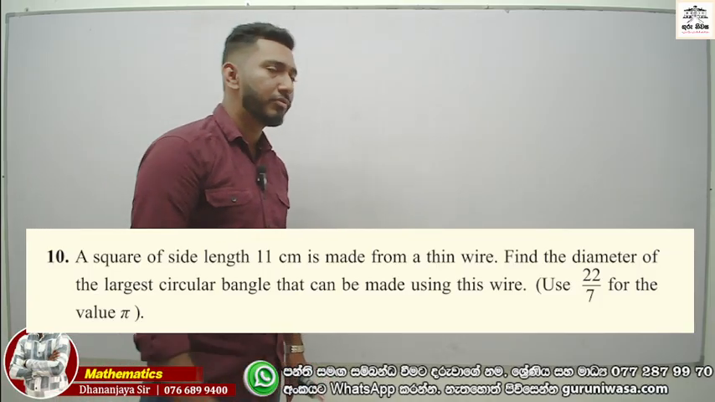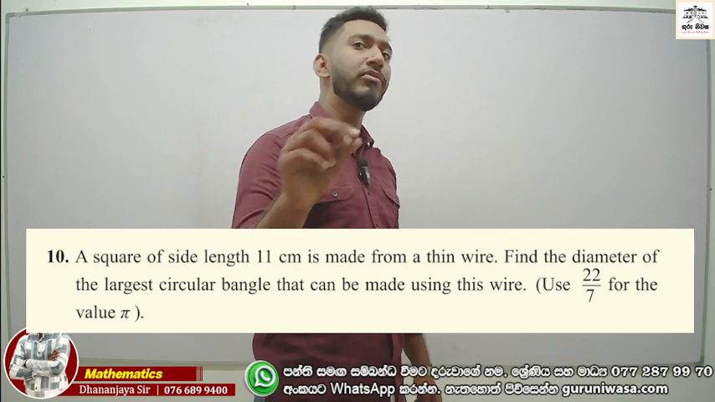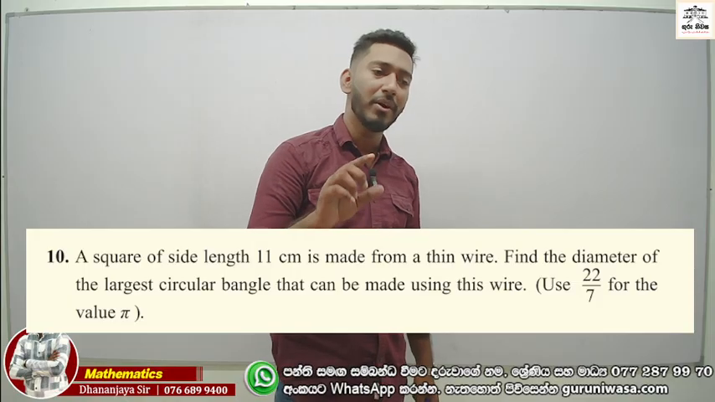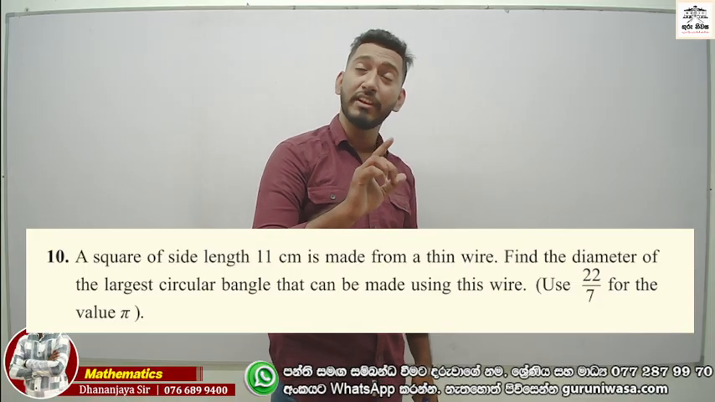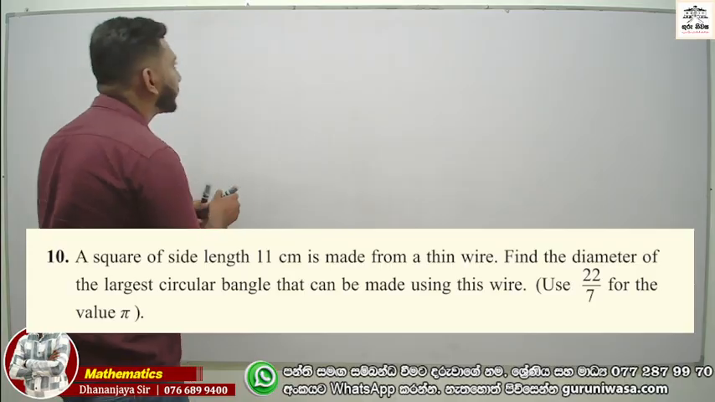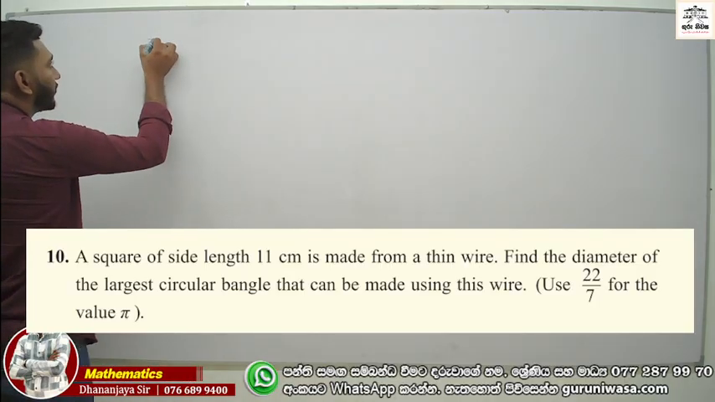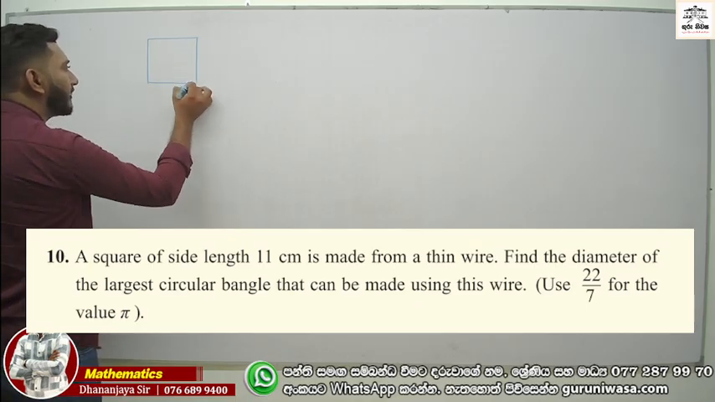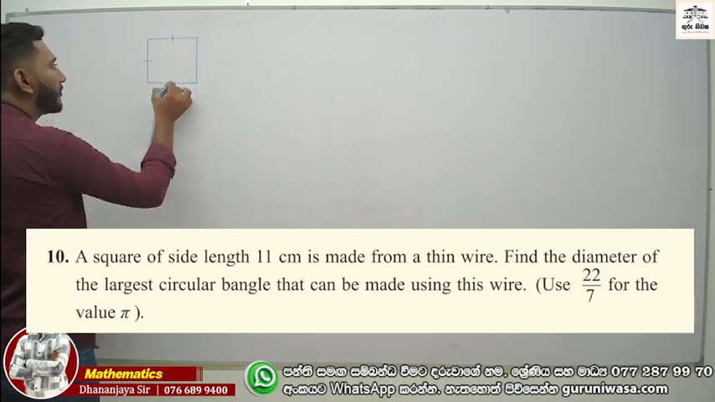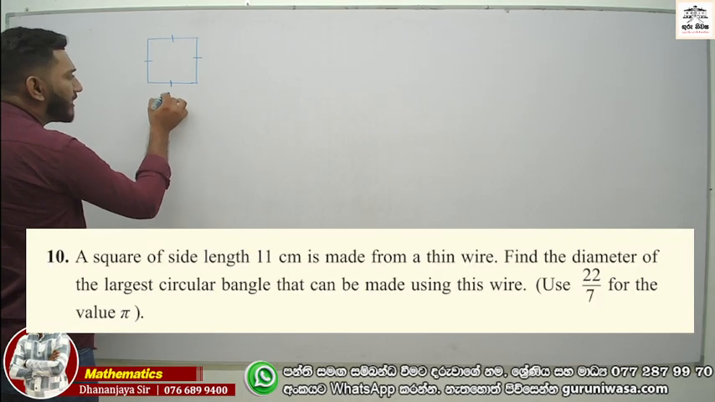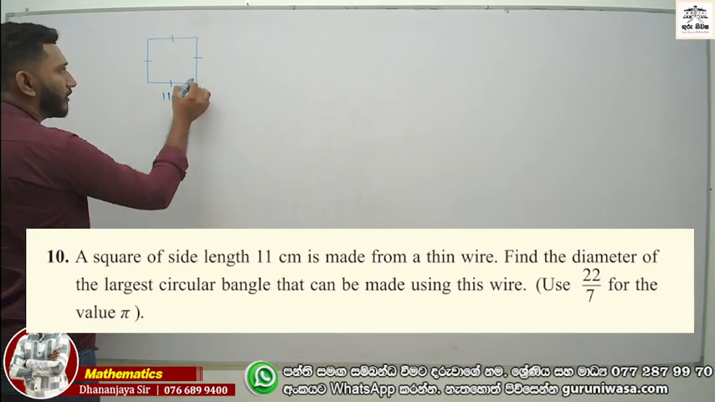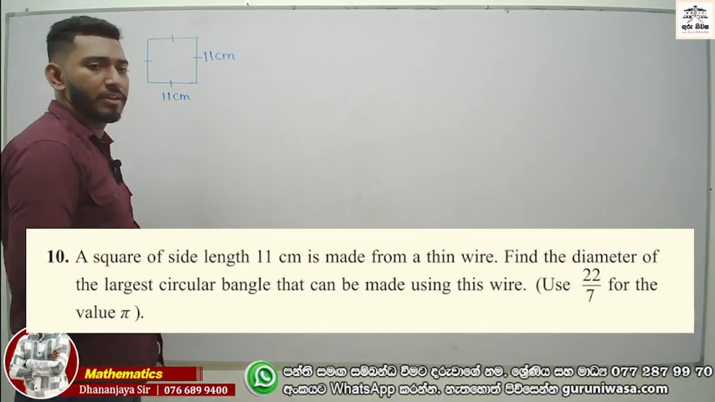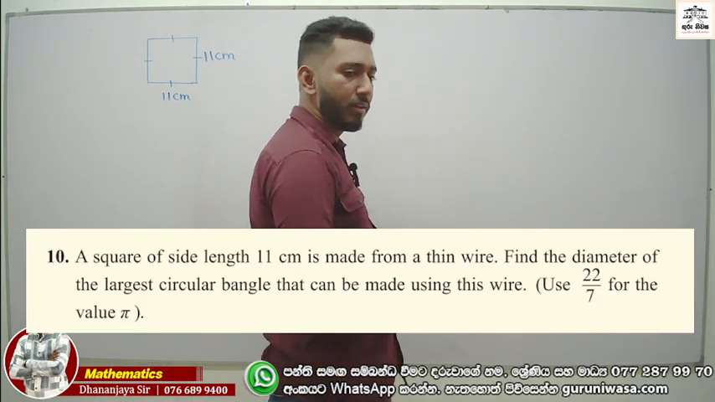Now listen. Firstly, you need to find the length of this wire. Right? A square of side length 11 centimeters like this. And this is a square. The length of each side should be equal to 11 centimeters. This is also 11, right? It's made from a thin wire.